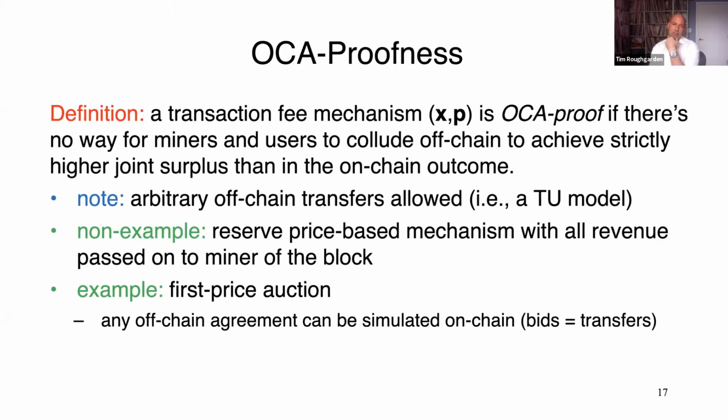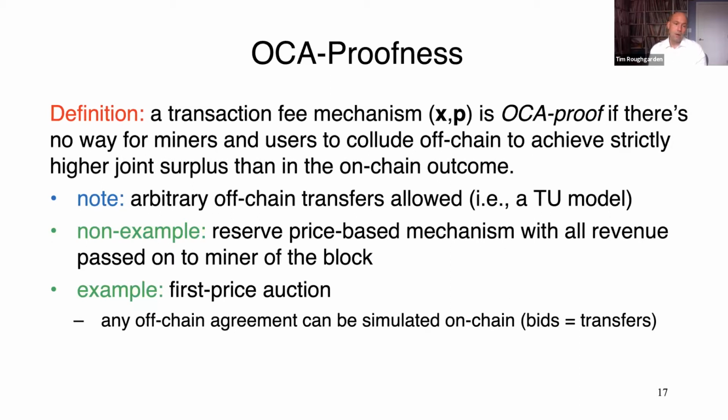All right, so the second new incentive constraint, OCA proofness. Here we're going to insist that a miner and users who created transactions cannot strictly increase their joint utility by colluding off-chain. I want to make this definition as hard to satisfy as possible, so I'm going to allow relatively powerful cartels, arbitrary side payments. So it's going to be a TU model for the cartel. If it's ever possible for the miner and the users to do stuff off-chain that results in them overall being strictly better off than if they just participated on-chain, that would be a violation of OCA proofness.